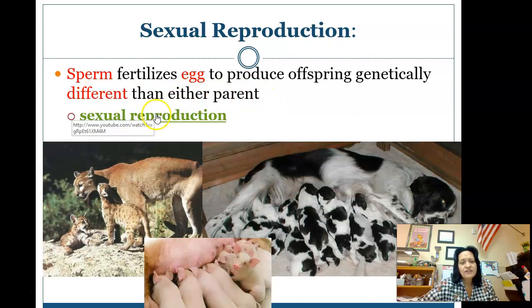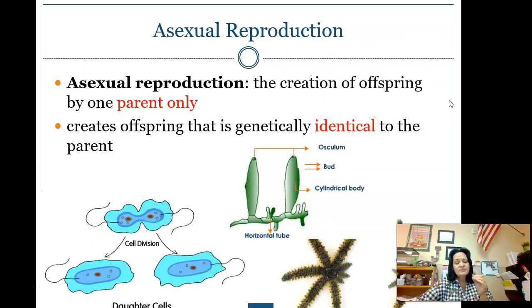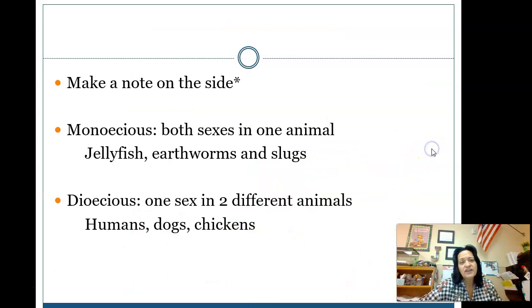Definitely be sure to watch the sexual reproduction video that I put on for this. It talks about the advantages of sexual reproduction over asexual reproduction, and you definitely need to know the advantages of that, okay? Asexual reproduction is the creation of offspring by one parent only. So it creates offspring that is genetically identical to the parent. And so here is binary fission, where one just splits completely into two. You have budding that comes off the side, and then fragmentation. So each one of these we'll look at.